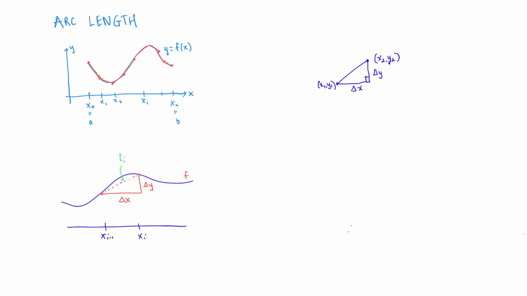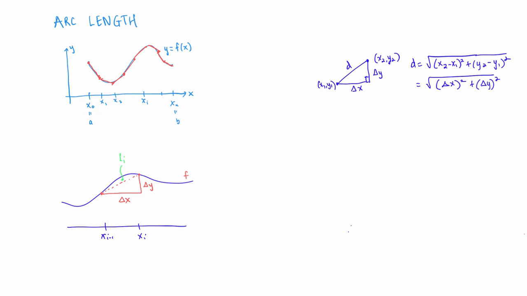The horizontal distance is delta x. The vertical distance is delta y. By the Pythagorean theorem, the distance d is the square root of the change in x squared plus the change in y squared. If we call x2 minus x1 delta x and y2 minus y1 delta y, then the distance is the square root of delta x squared plus delta y squared.